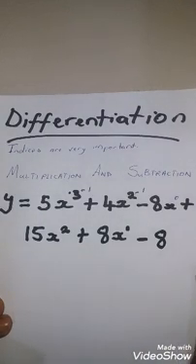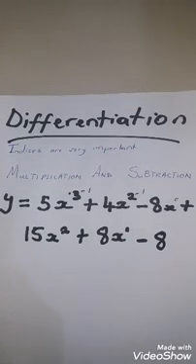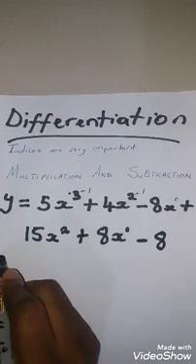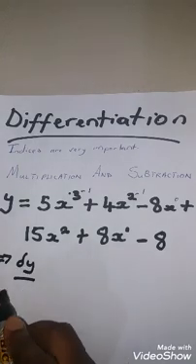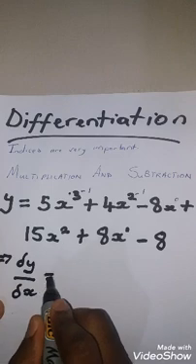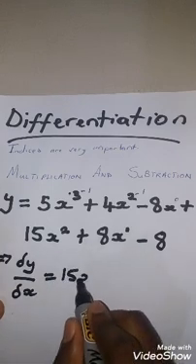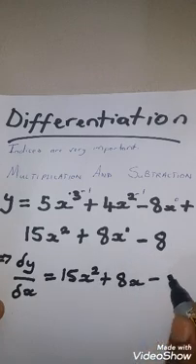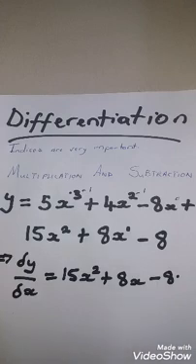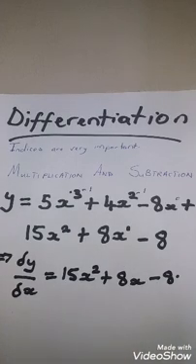3 has no coefficient of x, so we get rid of it. So y has been differentiated into 15x squared, and it is noted that dy on dx equals 15x squared plus 8x minus 8. That is our first equation. So we'll go to the second equation, and if possible you can do it together with us, and at the end we'll compare the answers.